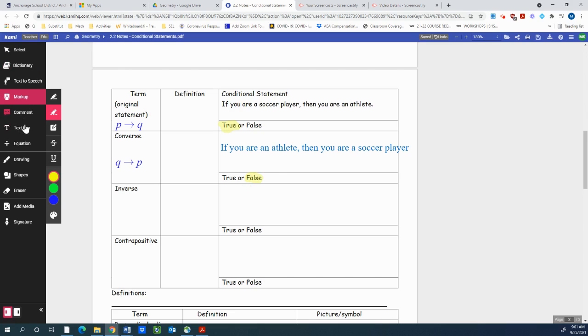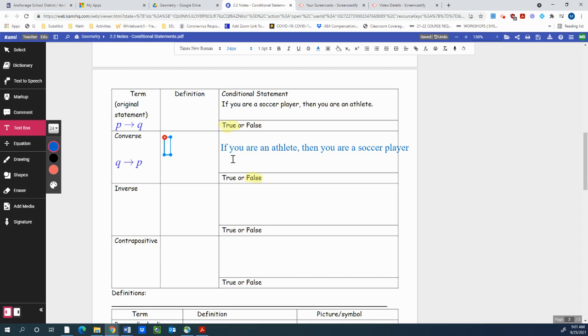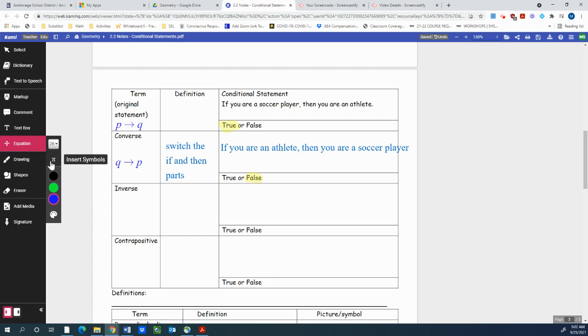Let's go back over here. We're kind of used to converses, so I didn't write the definition out, but it's when you switch the if and then parts. Okay, so the inverse is when you go back to the original statement.